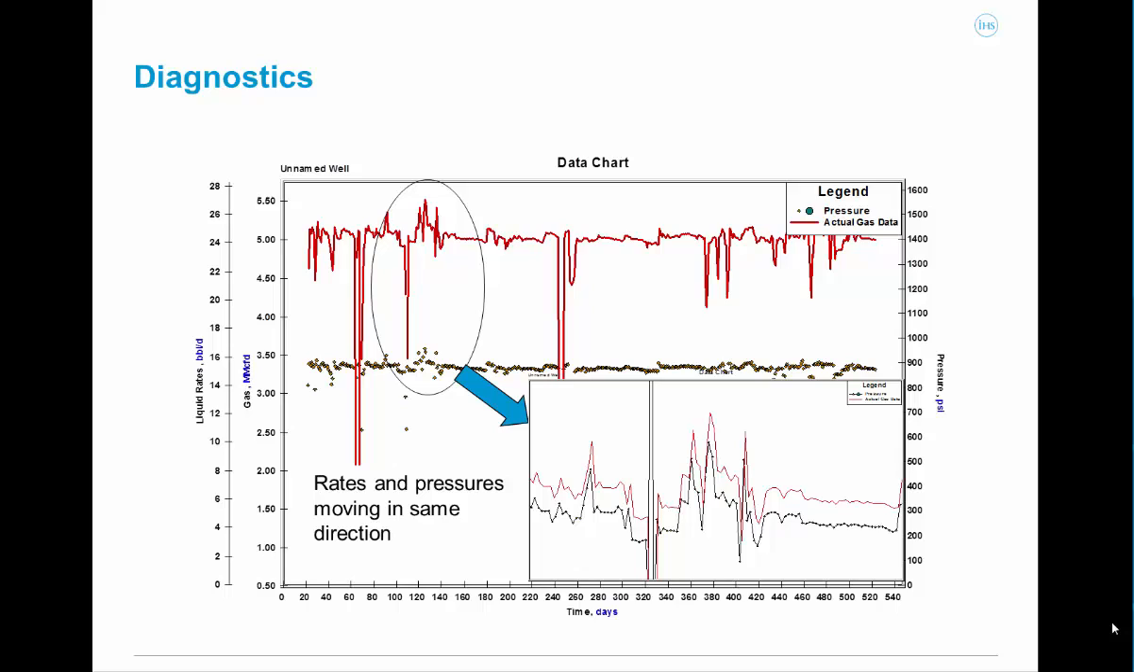So from this very quick diagnostic, we found out something was wrong with the data, and so prevented a false interpretation being made. It turned out that the rate data was correct, but the pressure data was being collected incorrectly. It was a gauge on the downstream side of a choke, in no way connected to the reservoir, and just really representative of line pressure.